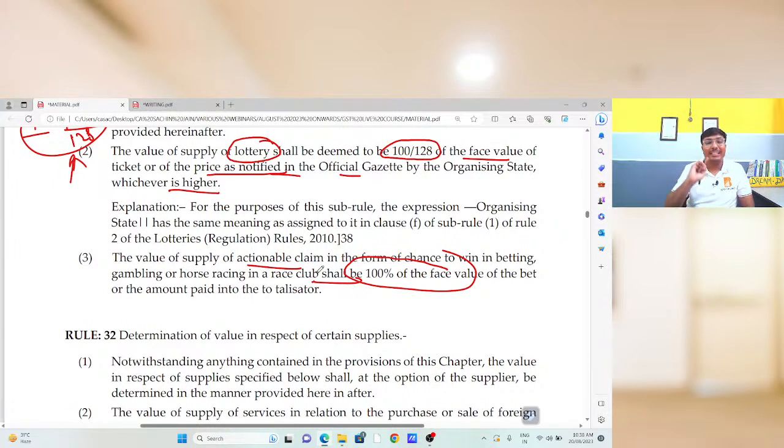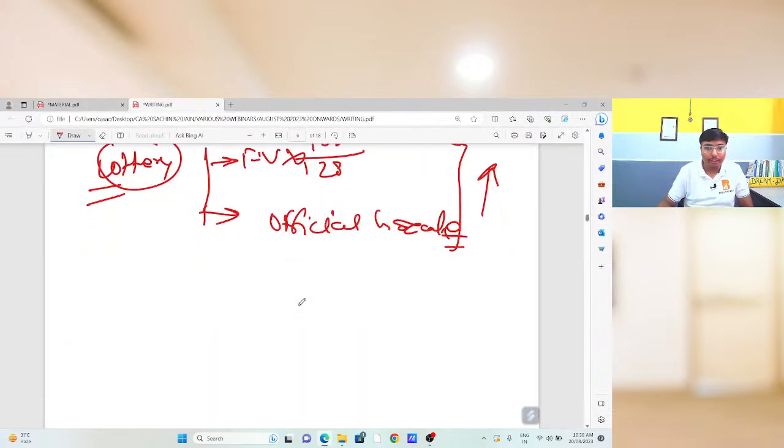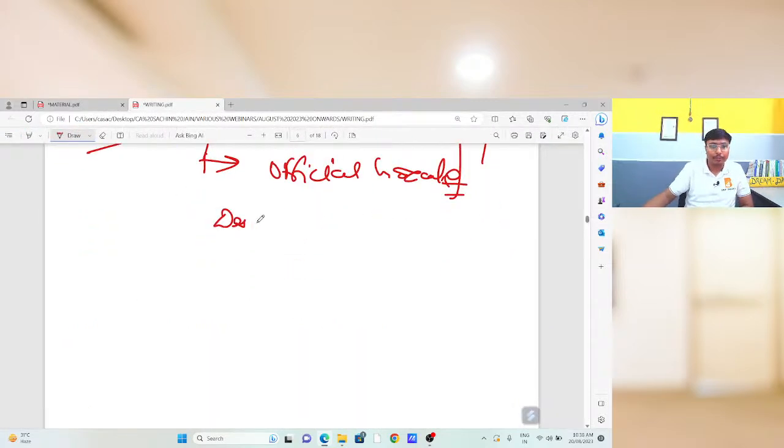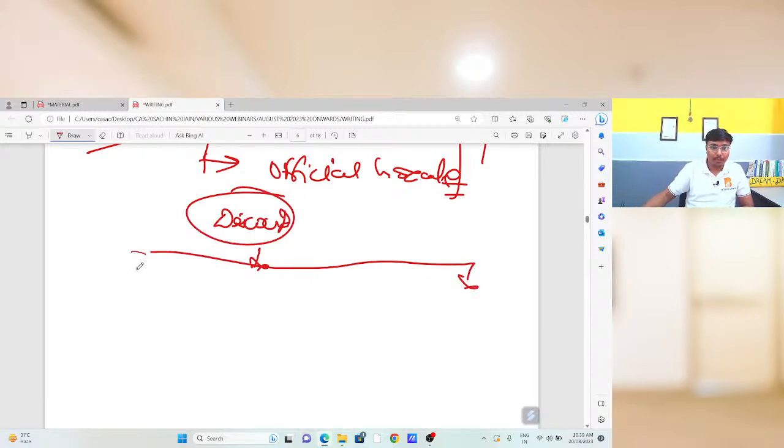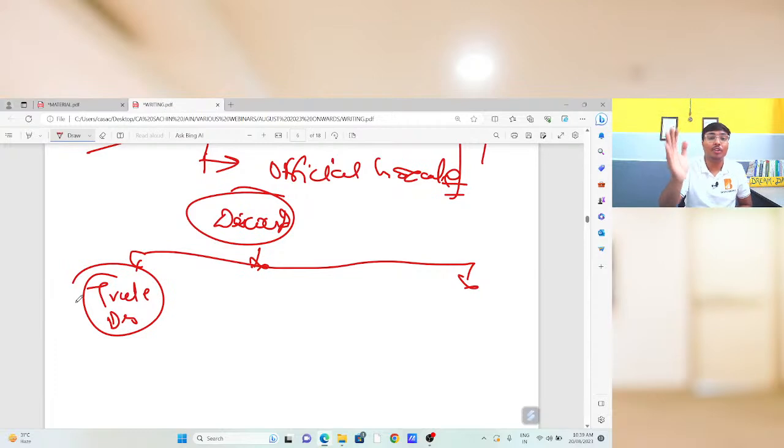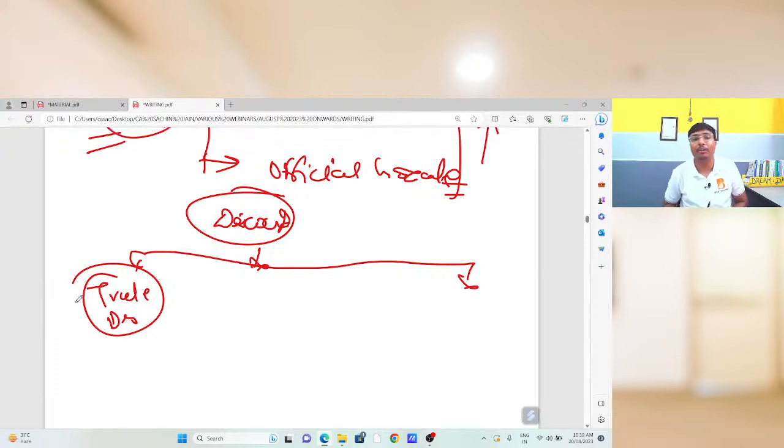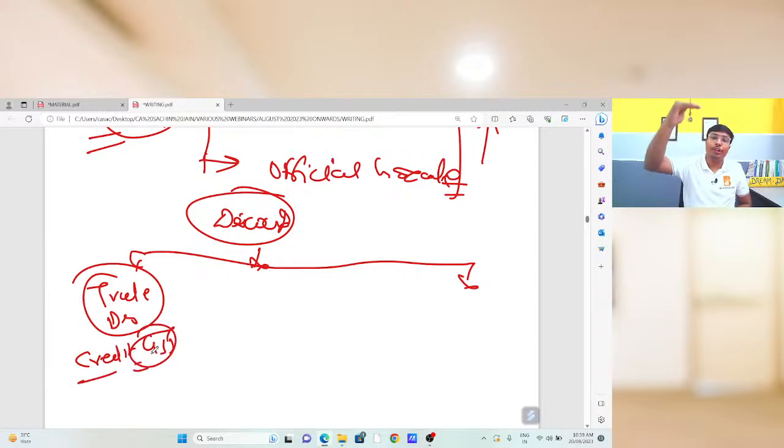One question is there: what is the treatment of discount in the hand of the discount receiver? So we need to check the nature of the discount. If the discount is a trade discount, that means the discount related terms have already been defined at the time of supply or at the time of making the invoice. In that case, the supplier is going to issue the credit note with GST adjustment. That is, the supplier is going to reduce the output tax liability. In that case, the recipient has to reverse the input tax credit.